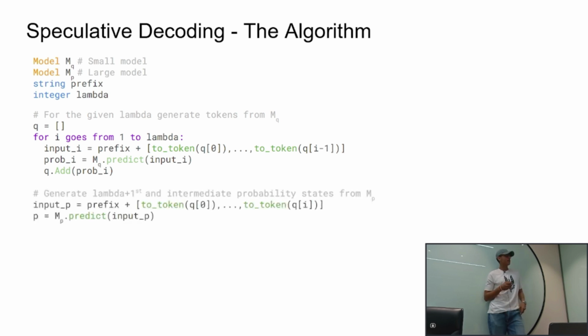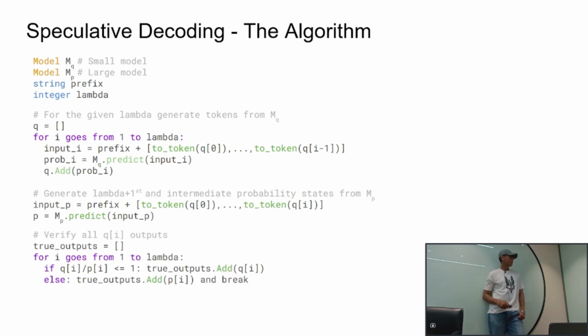Next, we take the outputs of the small model, which is the prefix plus all the lambda tokens, and we make a prediction from the large model. So this is your lambda plus first prediction.